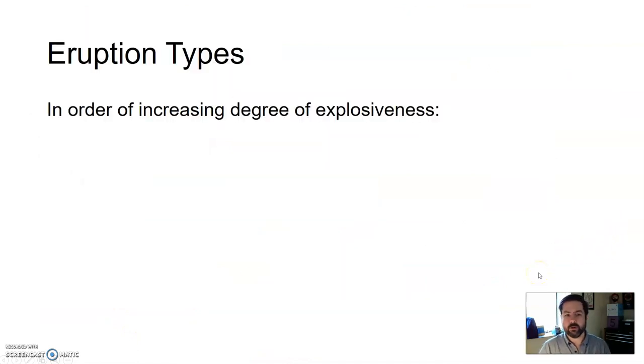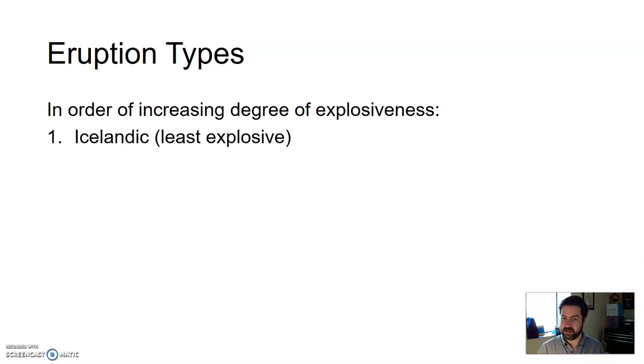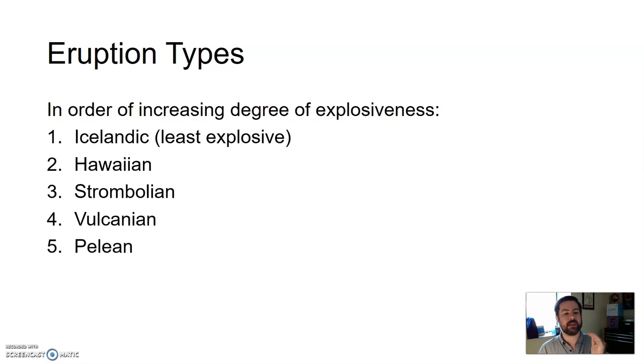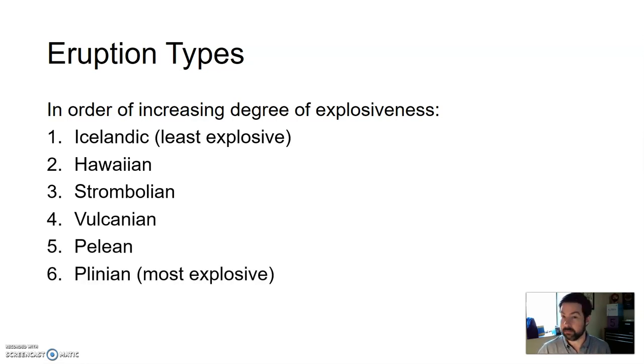So, in order of increasing degree of explosiveness, Icelandic types of eruptions are the least explosive. You can get a lot of lava flowing out of them, but it's not like a big explosion that occurs when these volcanoes erupt. So from least to greatest: Icelandic, Hawaiian, Strombolian, Volcanian, Pelean, and Plinian. Be careful with those last two.